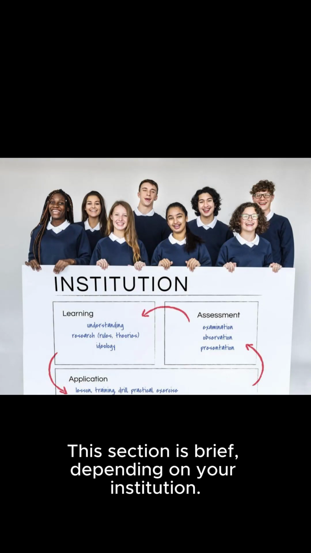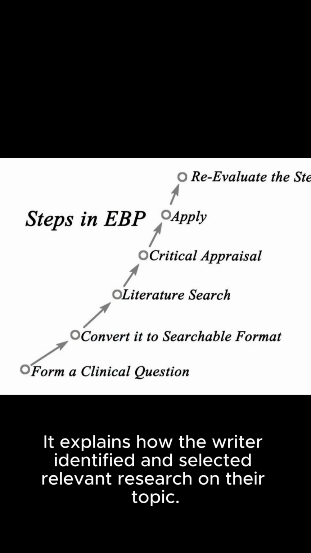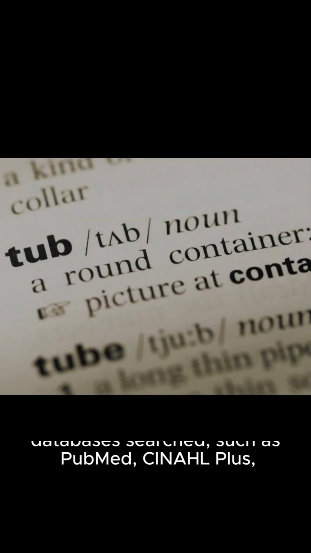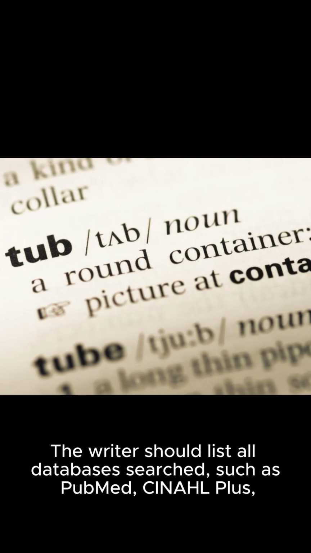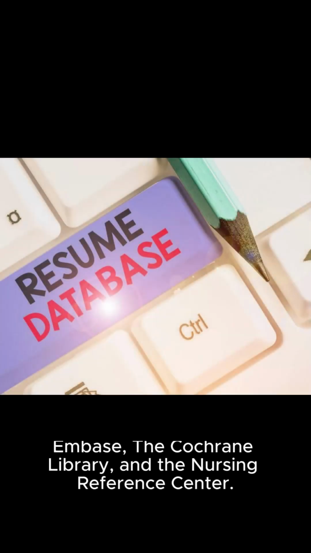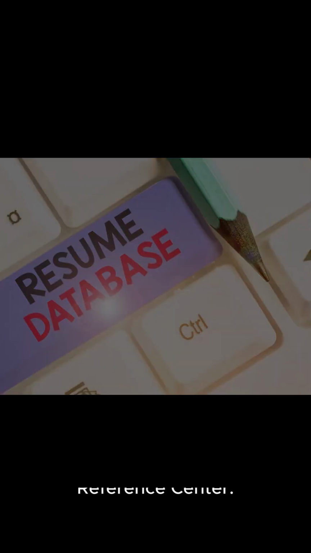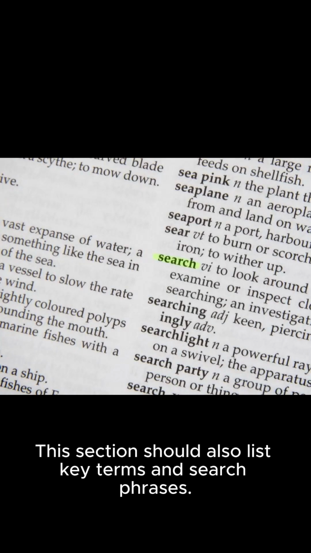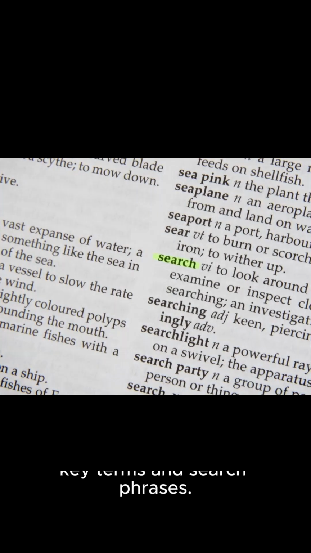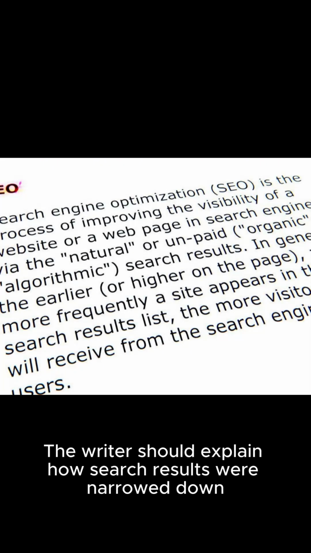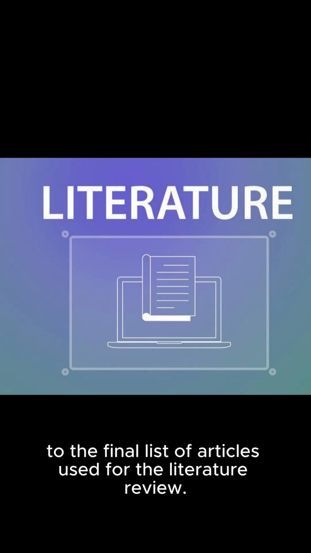Methods. This section is brief, depending on your institution. It explains how the writer identified and selected relevant research on their topic. The writer should list all databases searched, such as PubMed, CINAHL+, Embase, the Cochrane Library, and the Nursing Reference Center. This section should also list key terms and search phrases. The writer should explain how search results were narrowed down to the final list of articles used for the literature review.